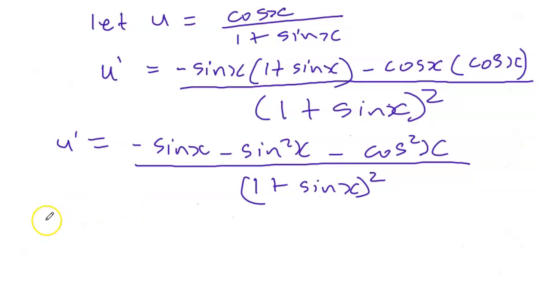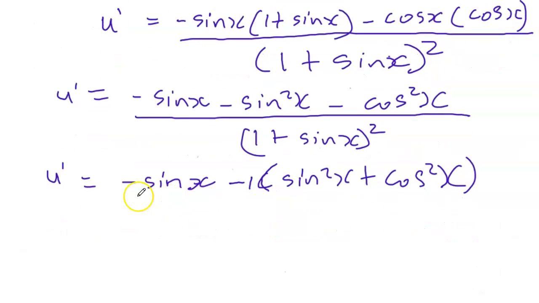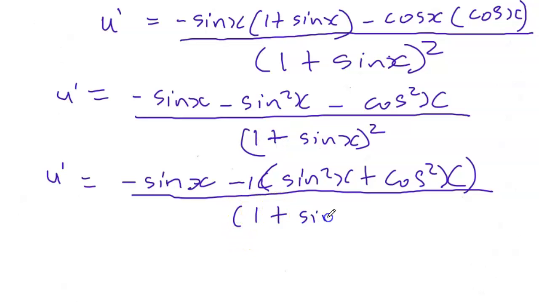So let us continue. So u prime is equal to, now, we have minus sine x, and we can factor out minus 1 here. So we have minus 1 in the bracket. We have sine squared x plus cos squared x. So, well-known identity, we know that's equal to 1. So in the bracket we have sine squared plus cos squared. Let's restate the denominator in each line, all over (1 plus sine x) all squared.